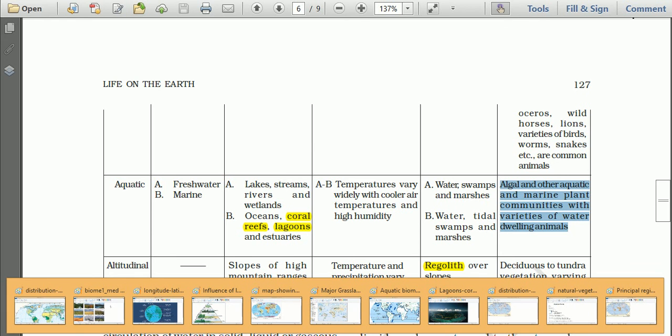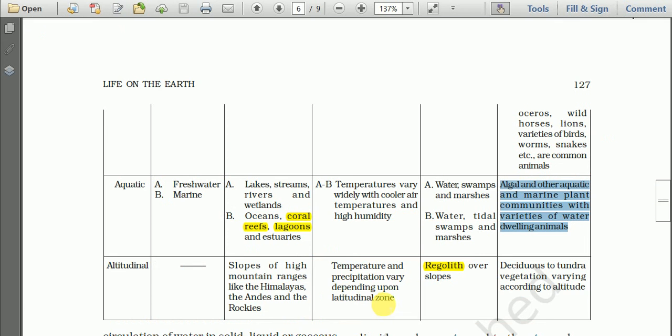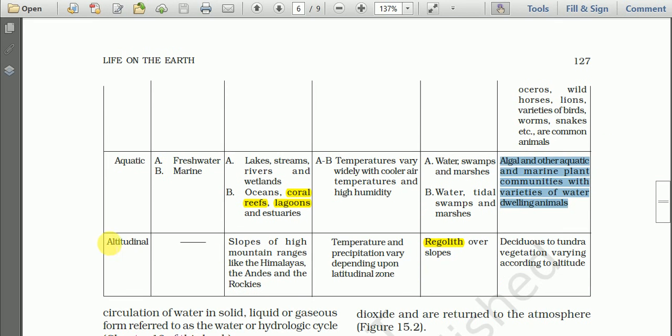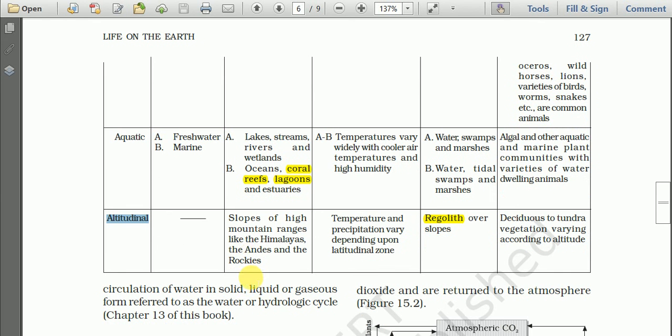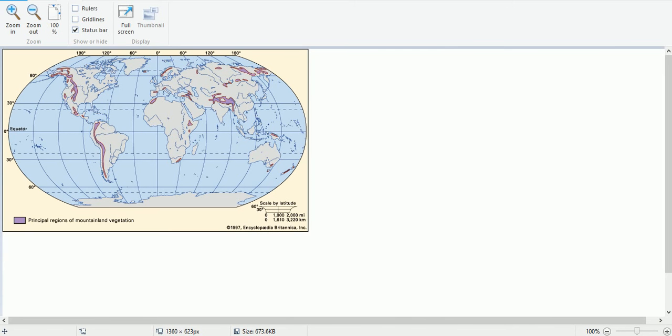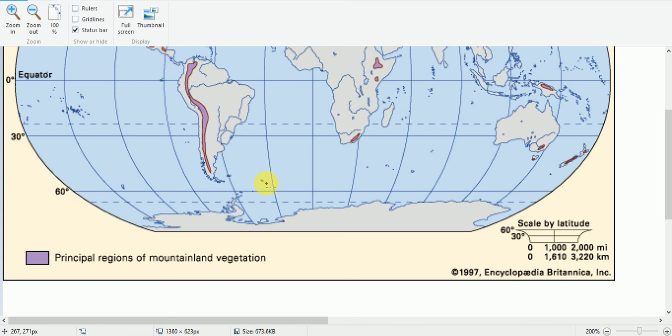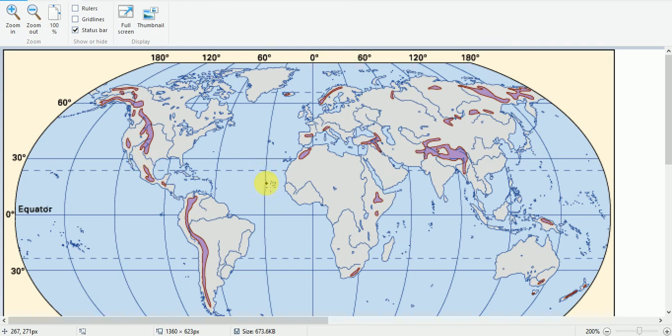And next we have this altitudinal. Okay, altitudinal means related with the mountains, related with height. See here, slopes of high mountain ranges like Himalayas, then Andes and the Rockies. And we may see a map here. Okay, so this map shows the distribution of this mountain biome region.